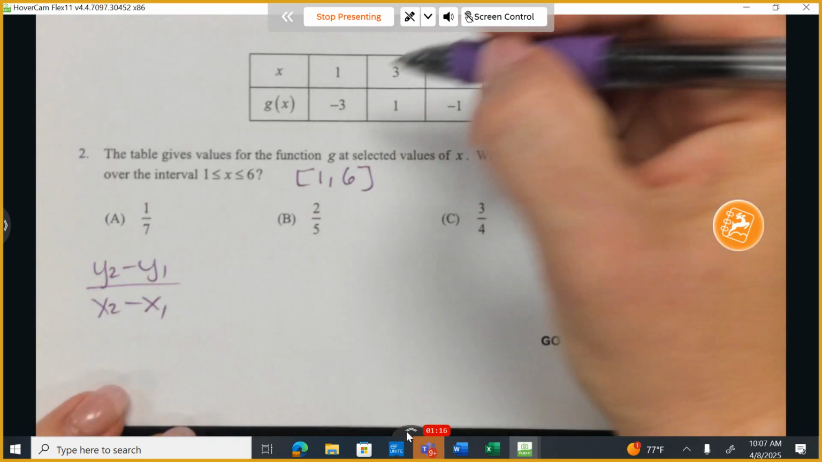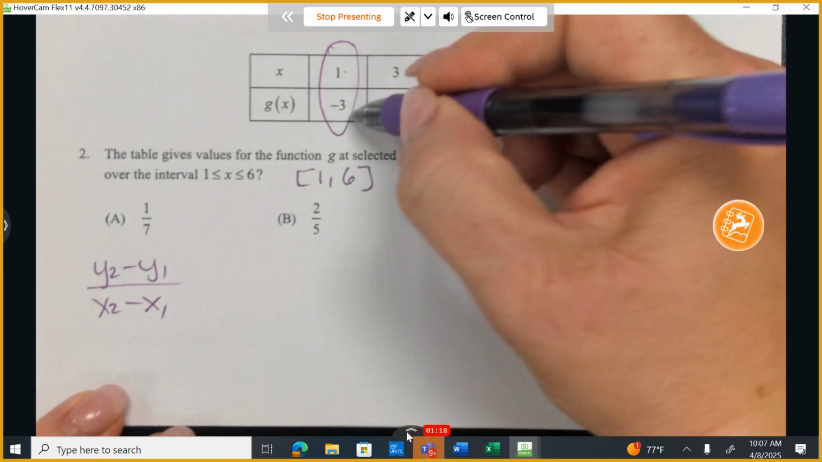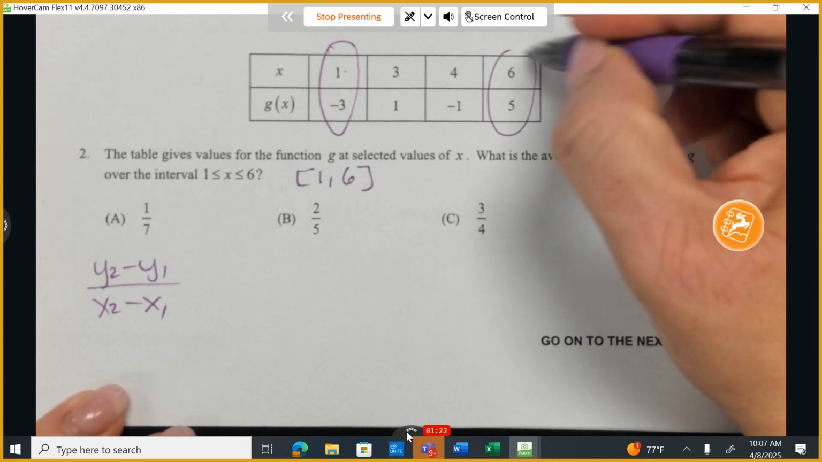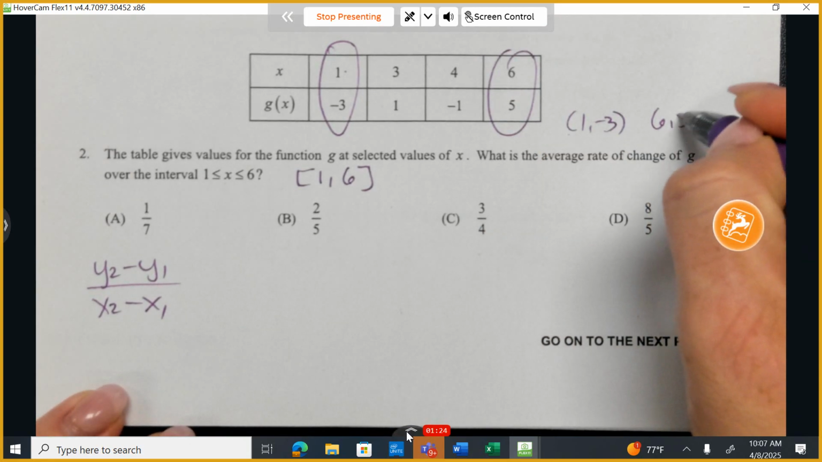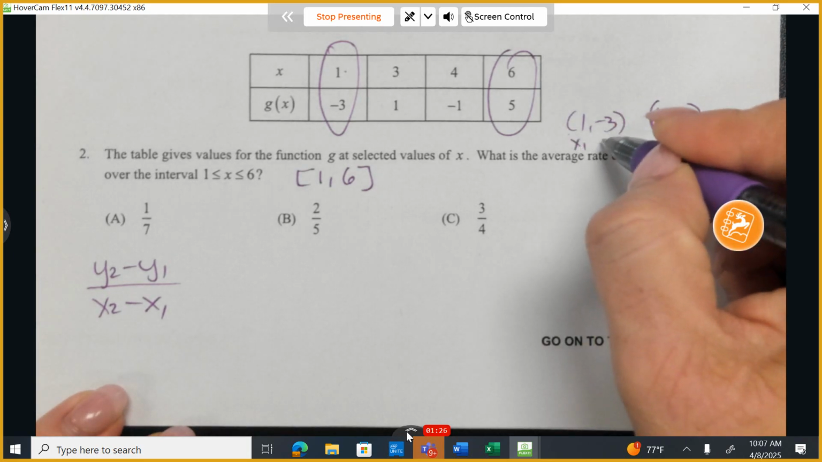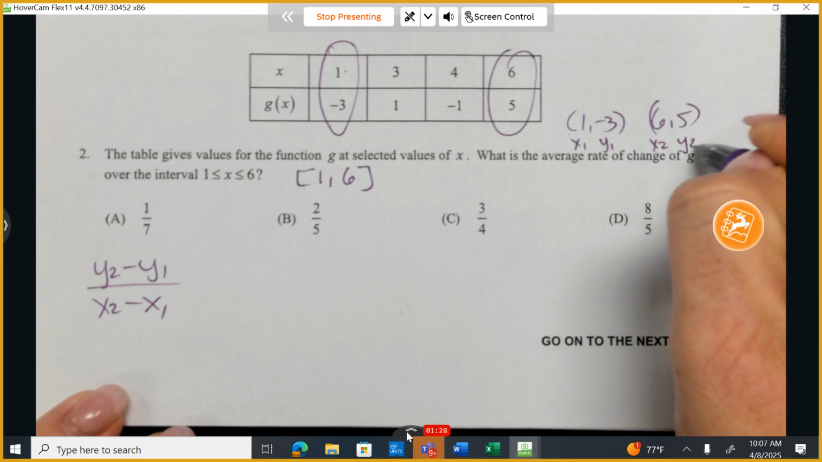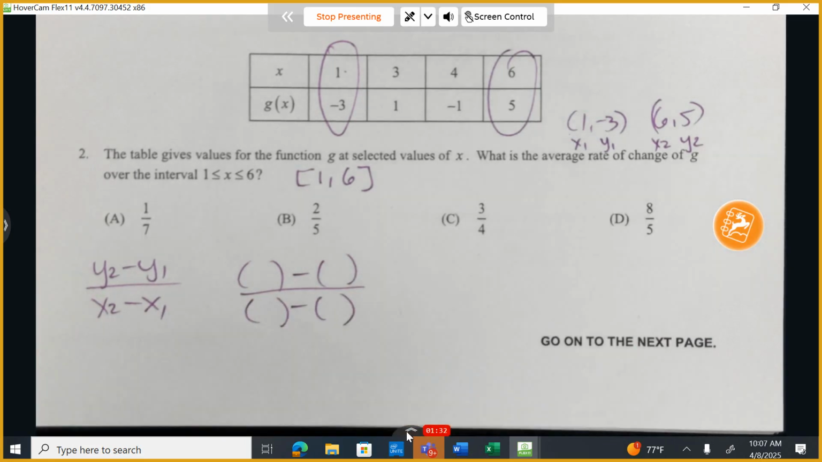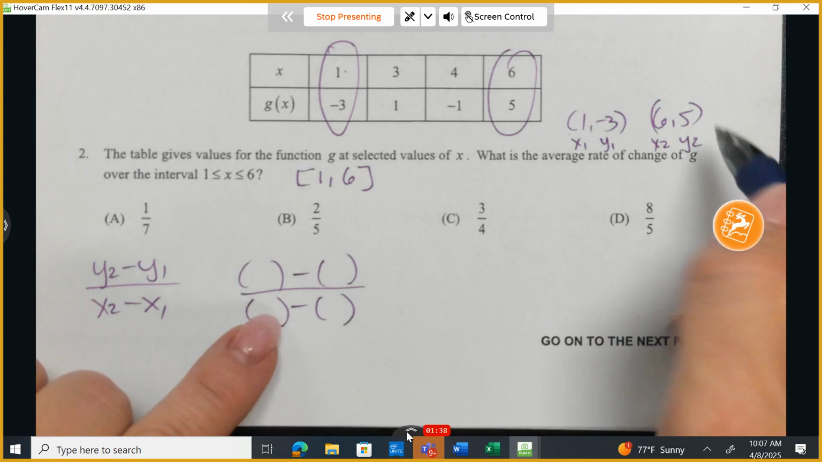So what I'm going to do is come up above and literally circle 1 and negative 3, that's my first ordered pair, and 6 and 5, that's my second ordered pair. I'm thinking of this as x sub 1, y sub 1, x sub 2, y sub 2. And this is just too simple of a problem. It's very procedural. I want to make sure you don't get it wrong, so I would definitely suggest you put your parentheses in here, and I'm going to drop this in.